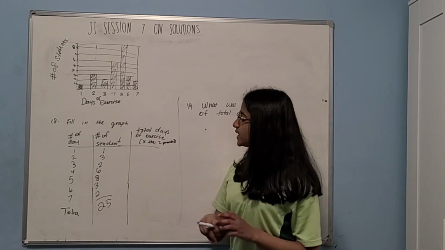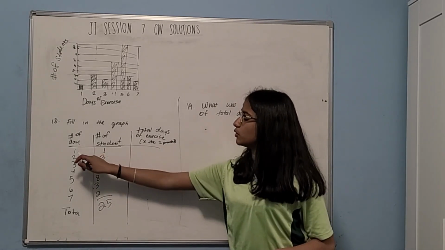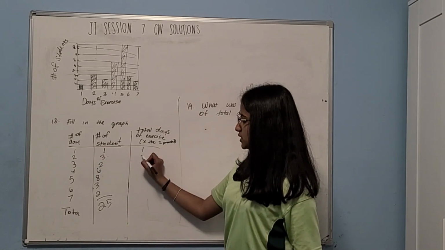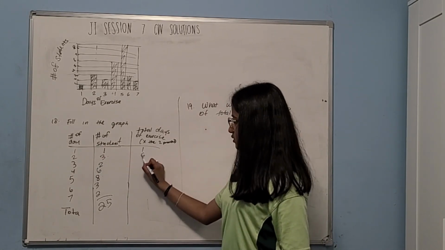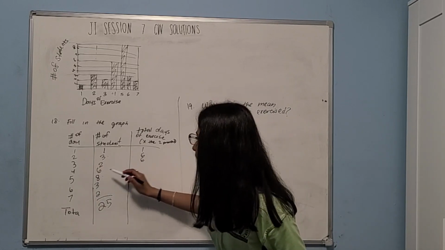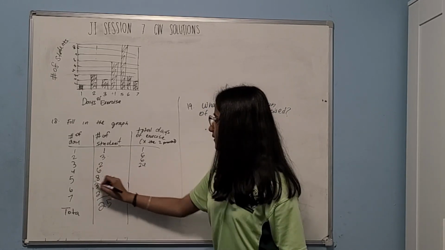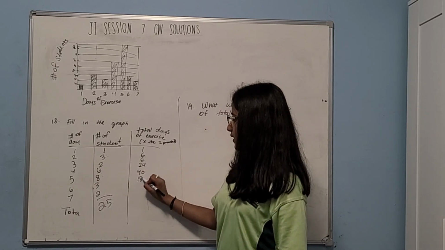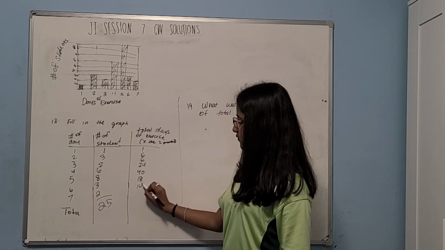Now, for the total days of exercise, you have to multiply these two numbers. So 1 times 1 is 1. 2 times 3 is 6. 3 times 2 is 6. 4 times 6 is 24. 5 times 8 is 40. 6 times 3 is 18. And 7 times 2 is 14.